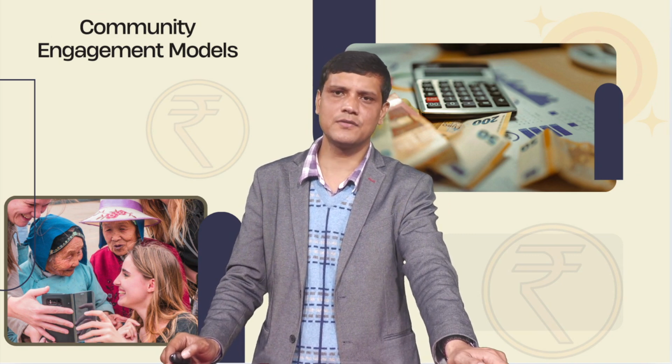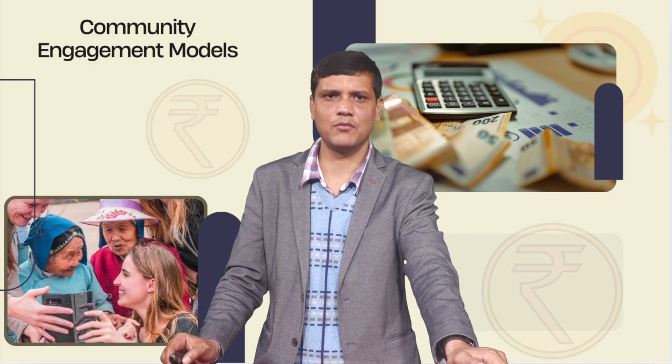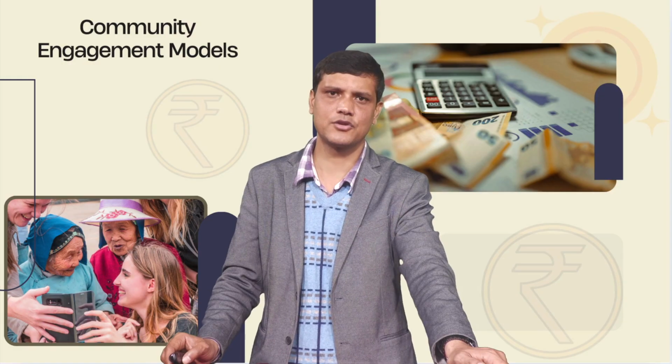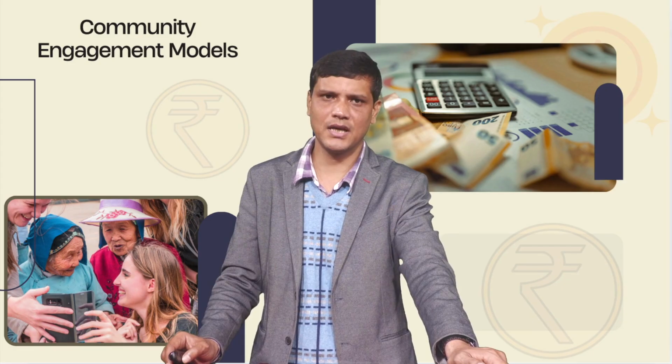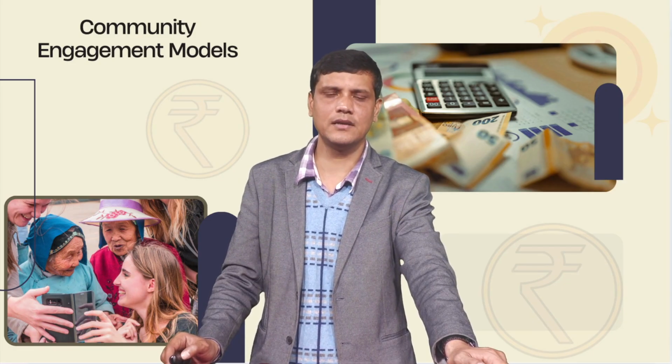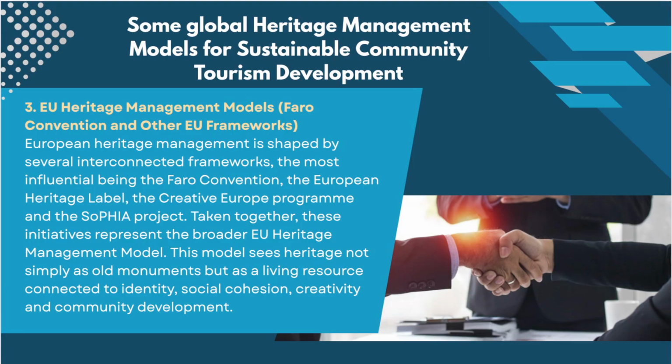The Australia-New Zealand Environment and Conservation Council model is strong in sustainability principles, but sometimes less detailed in its cultural or socio-economic components. The next one is the European Union Heritage Management Model.